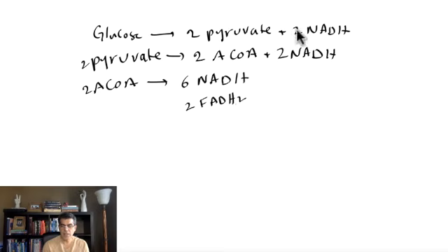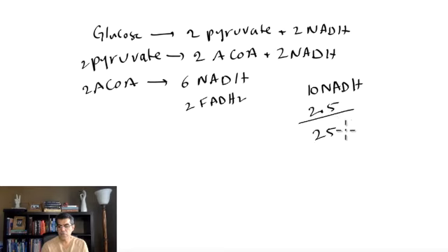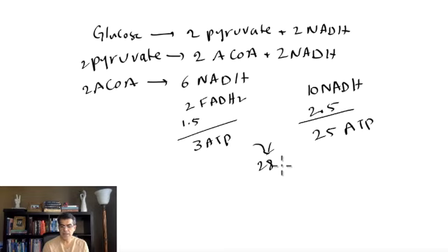So how many NADH do we have? We have 2 plus 2, 4 plus 6 is 10 NADH. And each one is going to go through the electron transport chain and create 2.5 ATP. So therefore we're going to create 25 ATP altogether from NADH. We're going to create 2 FADH2, each one creating 1.5 ATP. So therefore we're going to create 3 ATP right here. That together is so far 28 ATP.